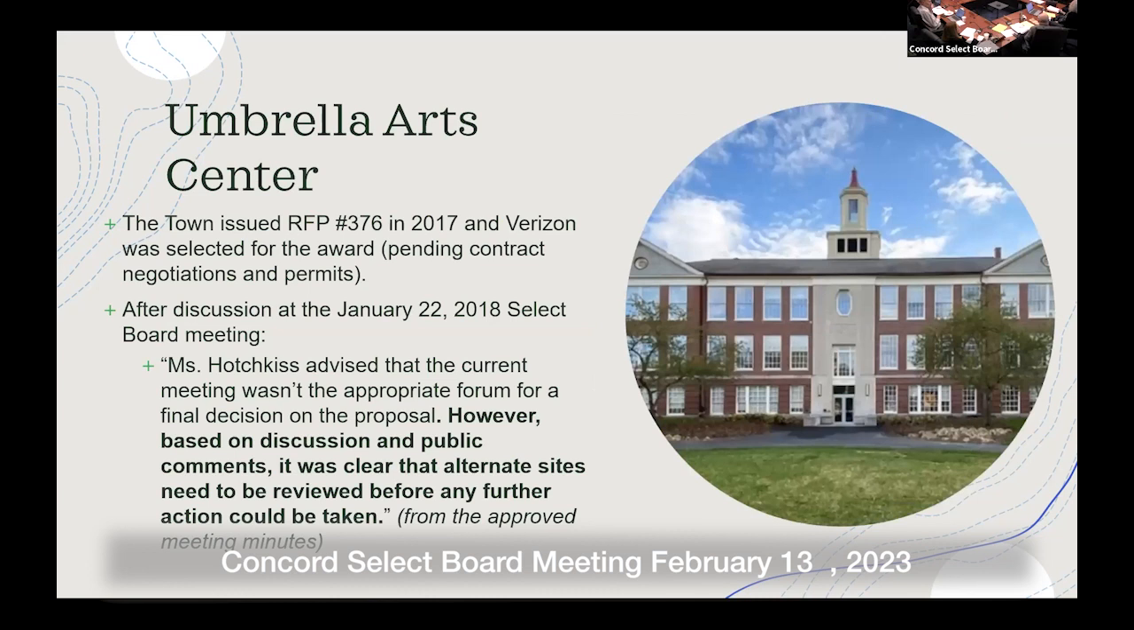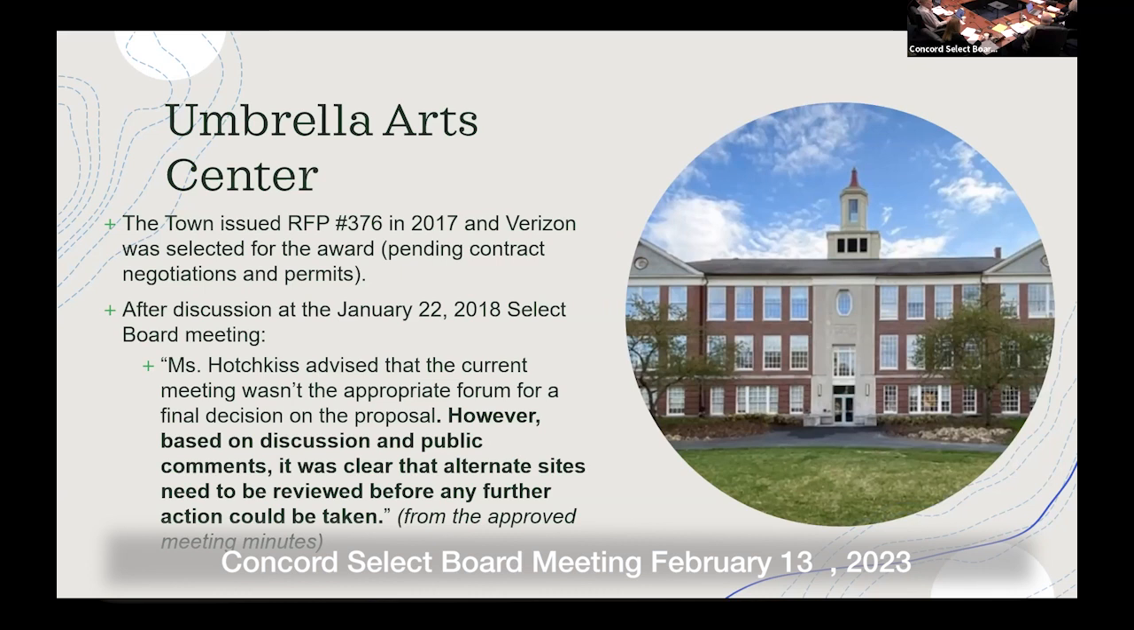So first, I'm going to talk about the Umbrella Arts Center. The town issued an RFP back in 2017. Verizon was selected and awarded that RFP. There was discussion about a contract. It was brought to the select board. There was a lot of discussion and a lot of concerned voices at the meeting. And as a result, I have a quote here from the minutes that were approved, that based on the discussion and public comments, it was clear that alternative sites need to be reviewed before any further action could be taken.